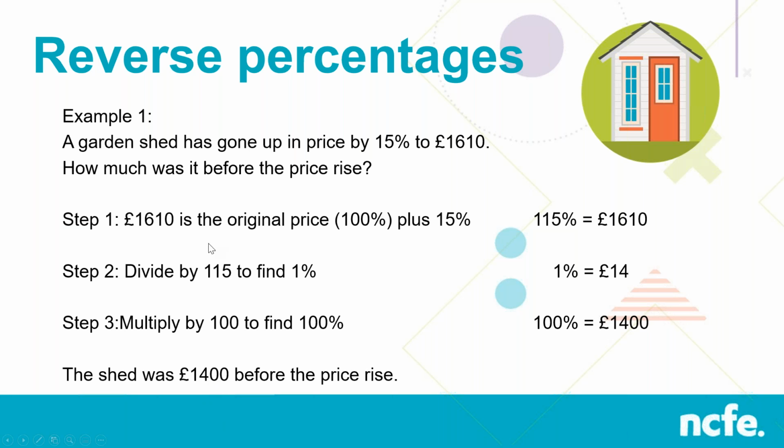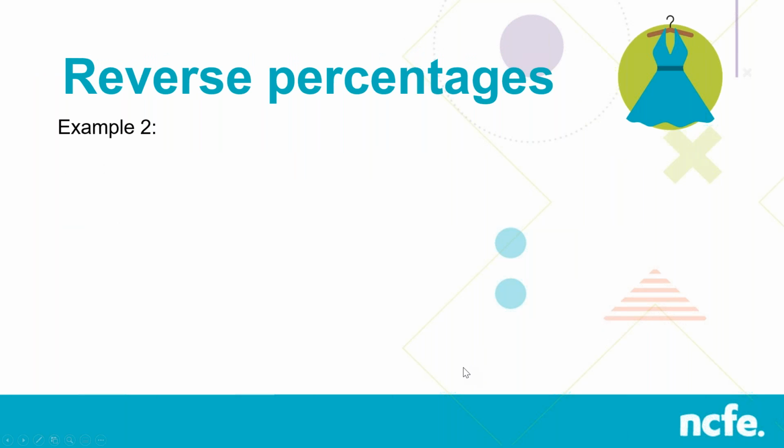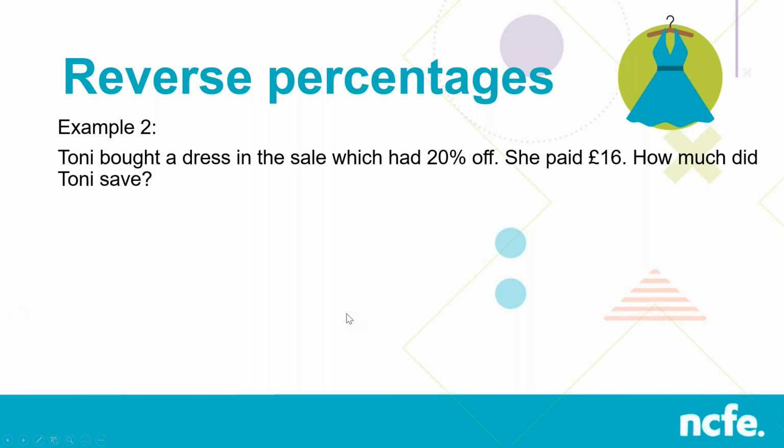So in order to check that you've done your steps correctly, we can see 1,400, 15% of that, well, 10% of it is 140, so 5% is 70, 140 plus 70 is 210, so 1,400 plus 210 does give us £1,610.